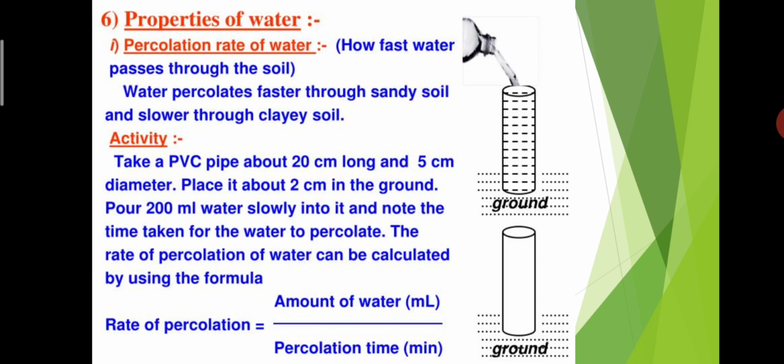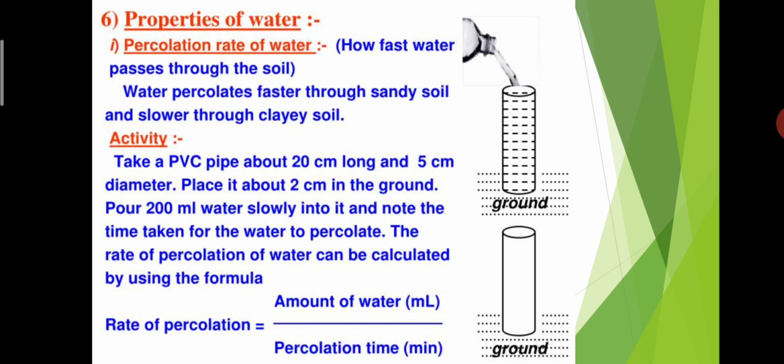Percolation rate of water means how fast water passes through the soil. Understand, students? Water percolates faster through sandy soil and slower through clayey soil, because in sandy soil many large particles are present and enough space is there. So when we pour some water over it, that space lets the water pass through, and it percolates faster. In clayey soil, very hard and very close particles are there, so water percolates slower.